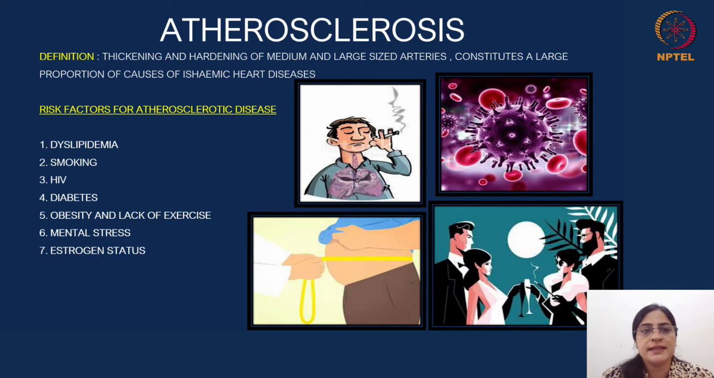How do you define it? It is thickening and hardening of medium and large sized arteries. Now, what are the risk factors which are responsible for atherosclerotic disease? Dyslipidemia, that means abnormal lipid profile, smoking, HIV, diabetes, obesity and lack of exercise, mental stress, and estrogen status. Let's pick them one by one.